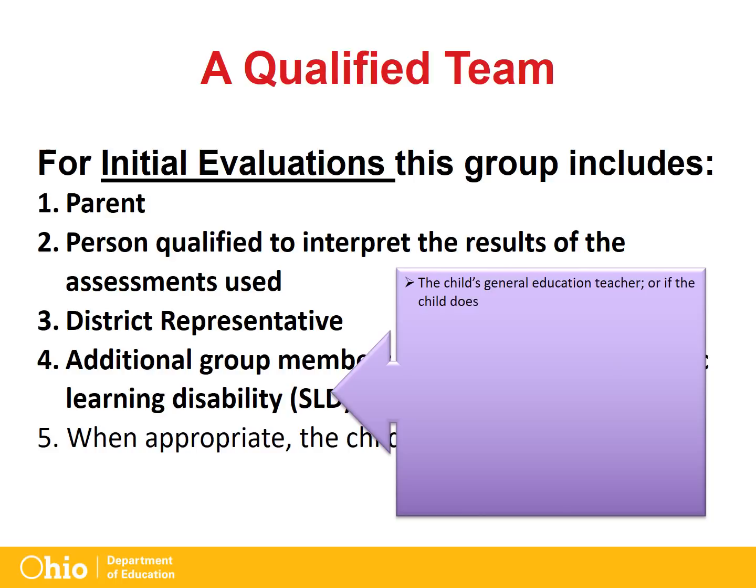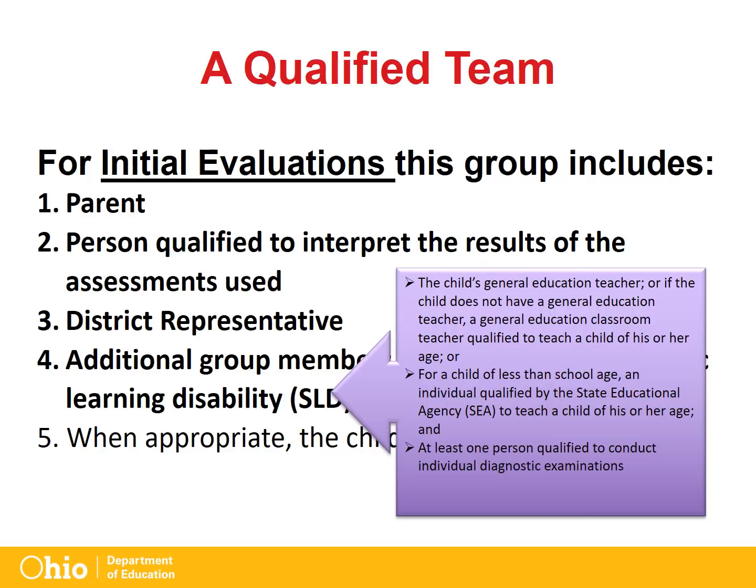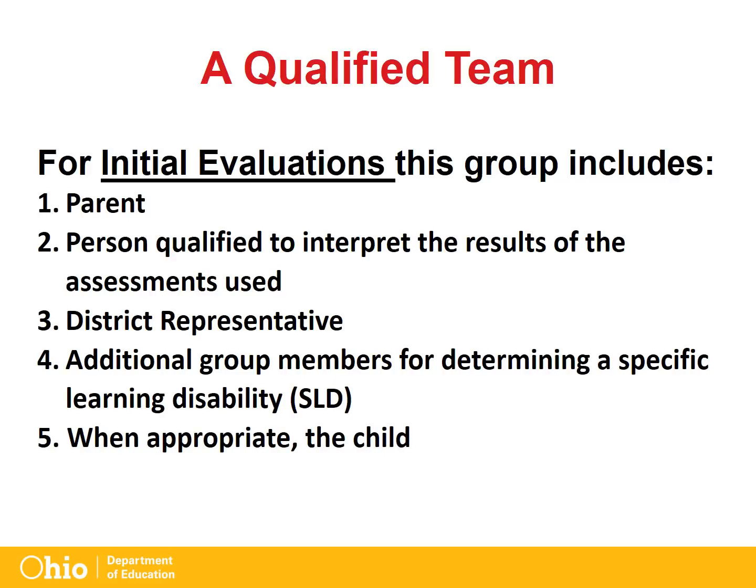Number 4, additional group members for determining a specific learning disability, SLD, would include the child's general education teacher, or if the child does not have a general education teacher, a general education classroom teacher qualified to teach a child of his or her age, or for a child of less than school age, an individual qualified by the State Educational Agency, SEA, to teach a child of his or her age, and at least one person qualified to conduct individual diagnostic examinations of children, such as a school psychologist, a speech-language pathologist, or remedial reading teacher. And number 5, when appropriate, the child.